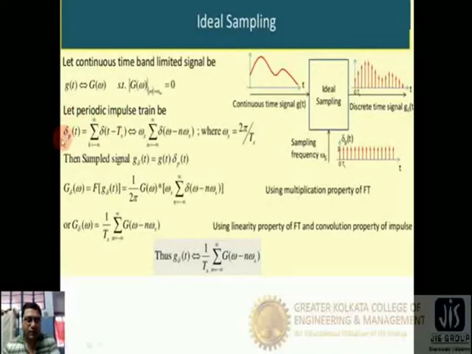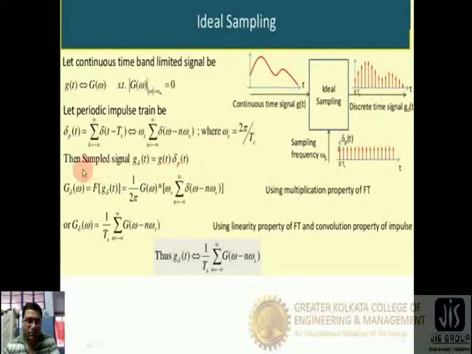And delta T is the sampling frequency. That means the frequency at which the signal is being sampled. So these two signals, the continuous time signal g(t) and the sampling function with frequency omega s or delta T, are multiplied and we get the output as a discrete time signal. This is the mathematical representation.